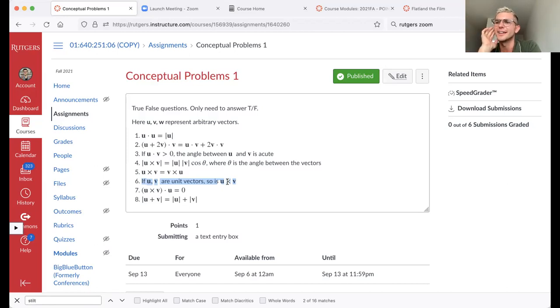Okay. So I will rewrite it a little bit. But yes, it is false, because if the angle is not 90 degrees, then the sine of the angle is less than 1, so you don't get a unit vector again. Okay, I was just curious. So yeah, I should put false for that.